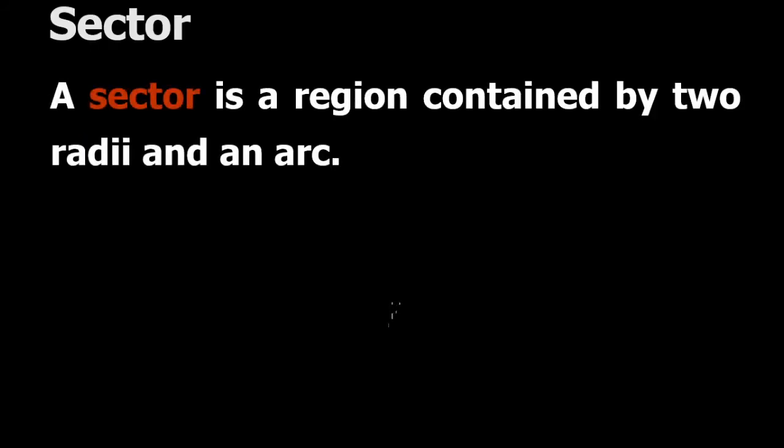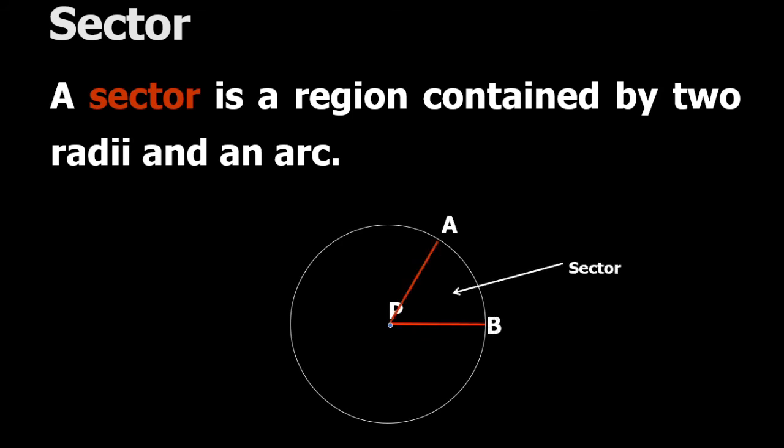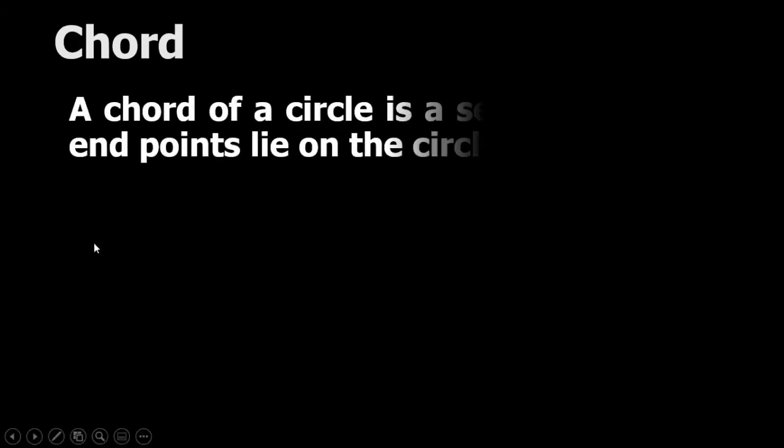Next, sector. A sector is a region contained by 2 radii and an arc. So if we have radii AP and BP, and we have arc AB, this region here of the circle is what we call the sector. So basically, pag nag-order ka ng pizza, yung kinuha mo at kinain mo, ang tawag doon ay sector of the circle.